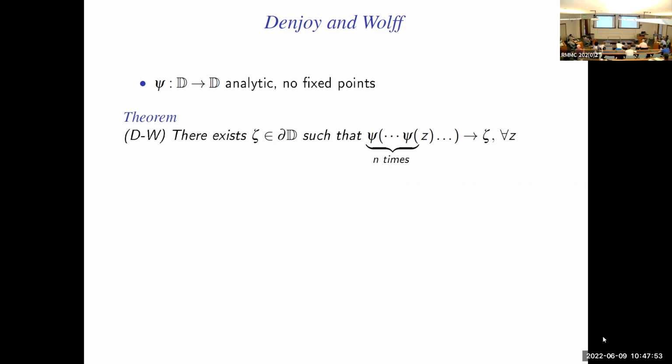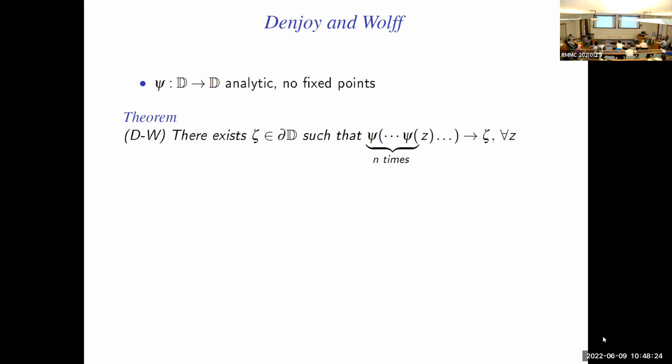So take an arbitrary analytic function. It has no fixed points. Then there exists a point on the boundary such that the iterates of the function converge to that point for every z. So in other words, if you don't have any fixed point inside the disk, there is in fact a point on the boundary where the Julia-Carathéodory derivative is less than or equal to 1, which is therefore an attractive fixed point, in quotation marks.